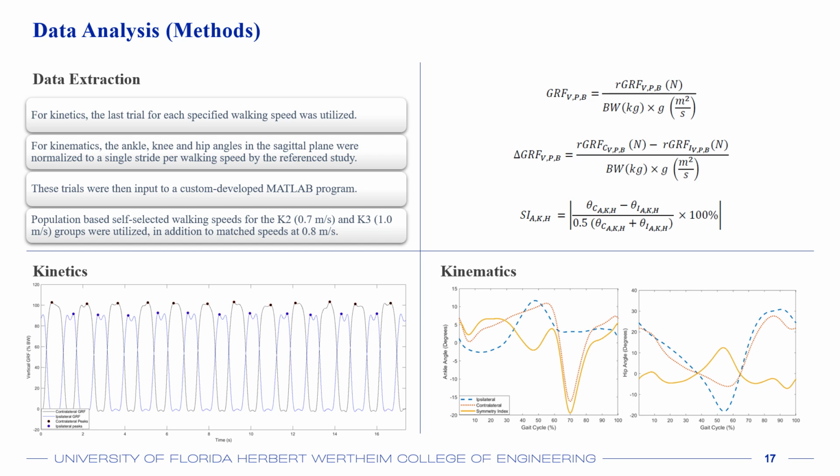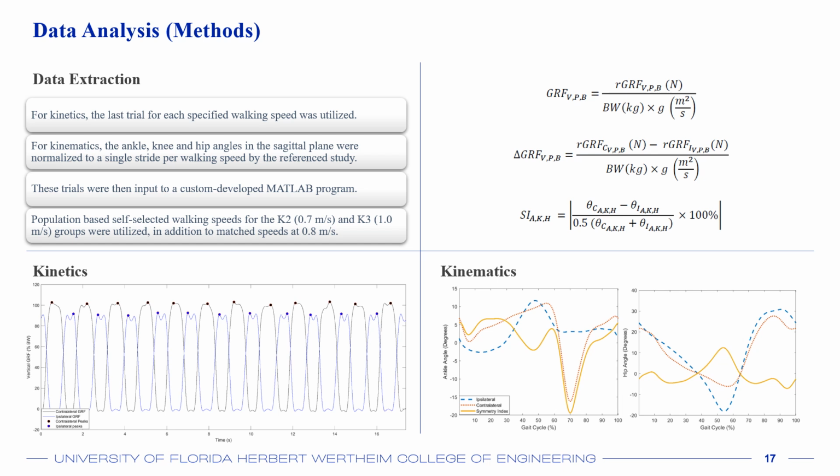These were taken with respect to the population average self-selected speeds for the K2 and K3 population, or the trials that were closest to the average self-selected walking speed for those populations, in addition to matched speed trials to consider the influence of walking speed. The output of this program can be seen here for kinetics and kinematics, which we will dive a bit deeper into later.